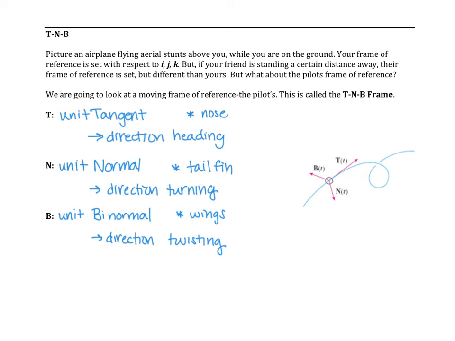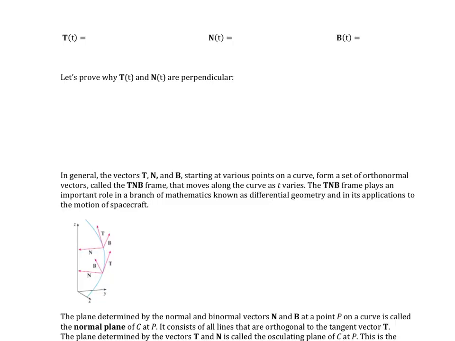So let's look now at how we write equations relating these. Okay, we've looked at T before. T, remember, is that unit tangent vector, so we'll say r prime of t. And if I want it to be a unit vector, remember, we need to divide by the magnitude of r prime of t. We've looked at that before when we were dealing with the curvature.